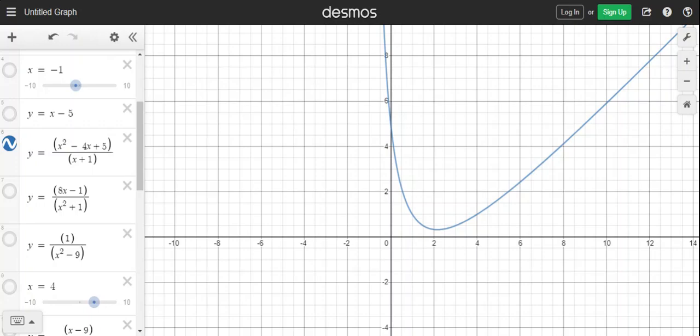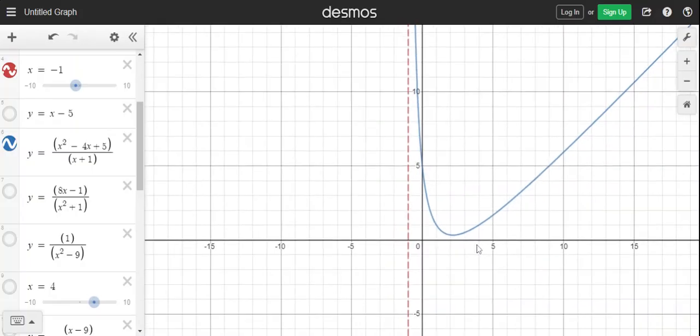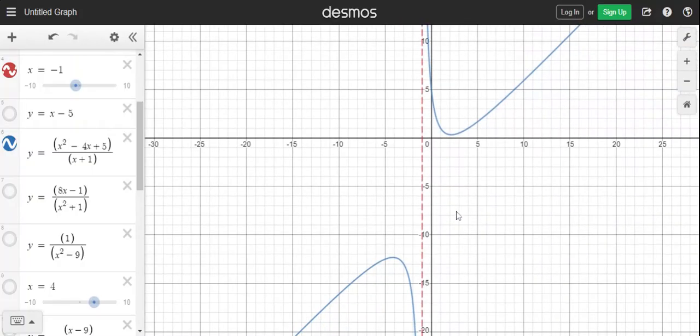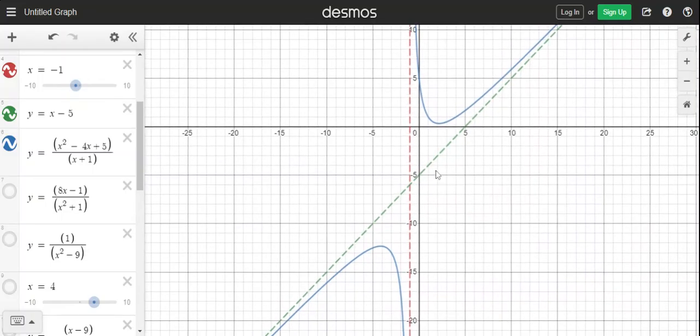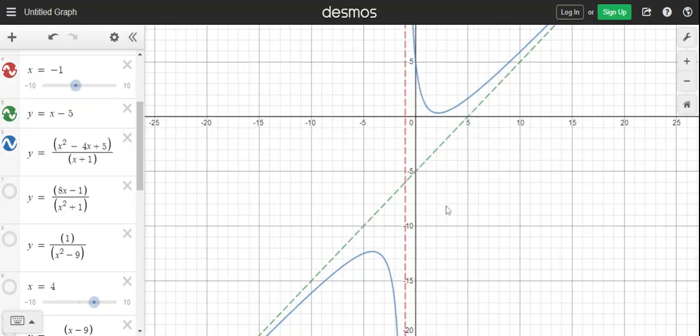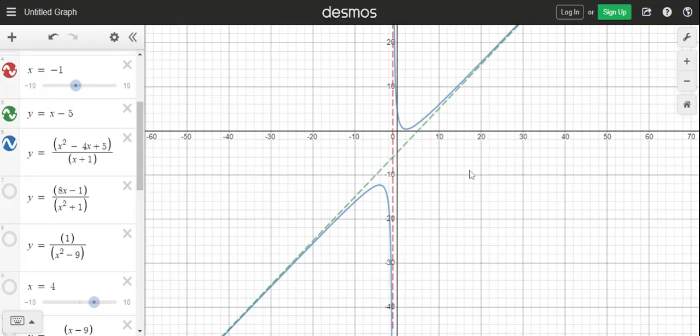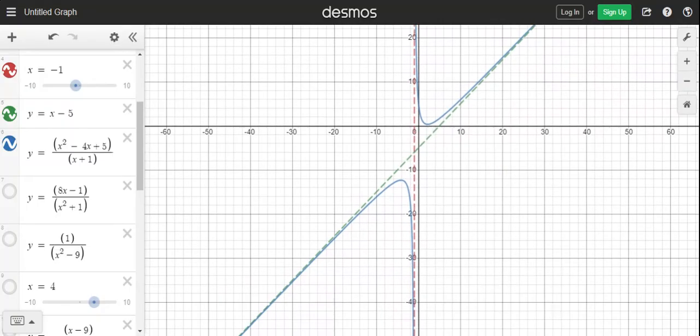The denominator is, of course, if you set the denominator equal to 0, it's going to give us x equals -1 as the equation of the vertical asymptote. And we're going to see how the graph would look like. So we have this vertical asymptote x equals -1, and the slant asymptote, which is shown by this green dashed line, whose equation is y equals x minus 5. So you see how the graph looks like. This is the graph of the function y equals x squared minus 4x plus 5 over x plus 1.